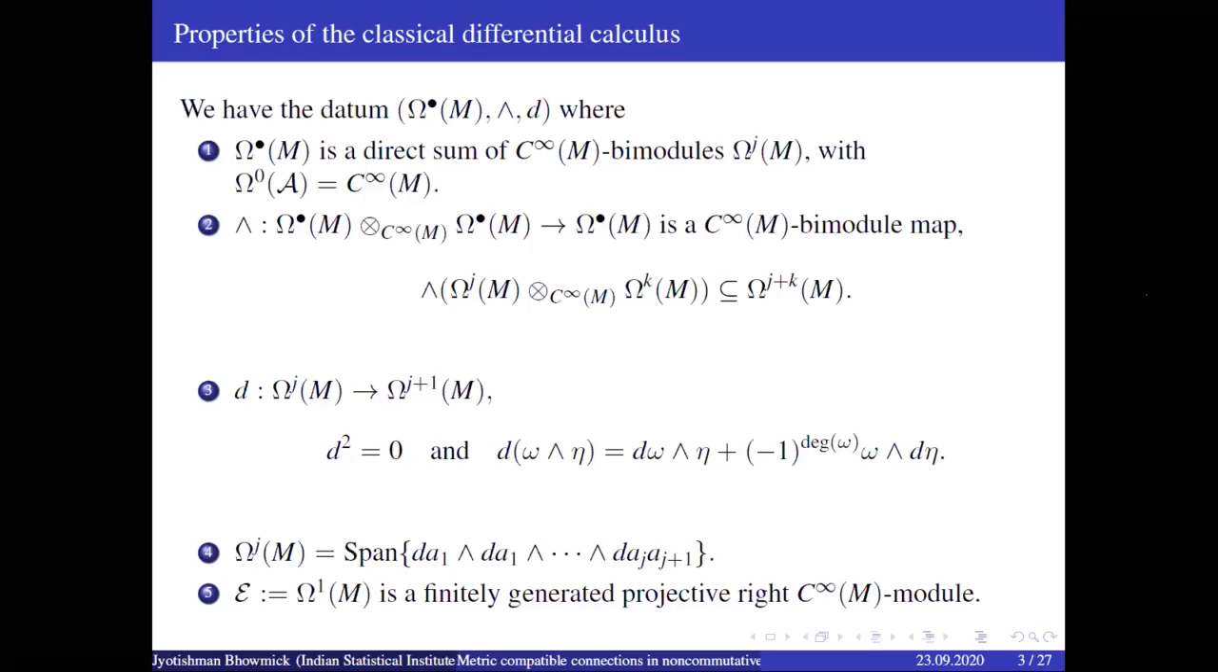Jyotishman, sorry to interrupt you. I think Professor Ajit Iqbal Singh has some question. Yes, please. Line 2 from below. Yeah, there is a typo. Okay, good. dA1 should be dA2. Yes, thank you. Because otherwise it's 0, right? Right.